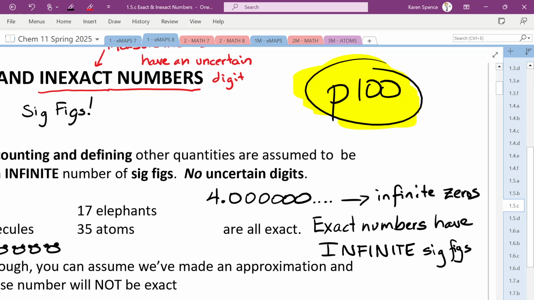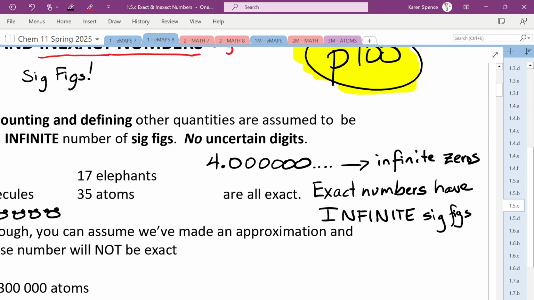Okay, and do you guys know the symbol for infinity? It's the little sideways 8, okay? So we can say that we have infinite sig figs. That's just a nice way to shorten it, if you like, okay? So 17 elephants, that has infinite sig figs. 35 atoms, because that is exact, it has infinite sig figs.